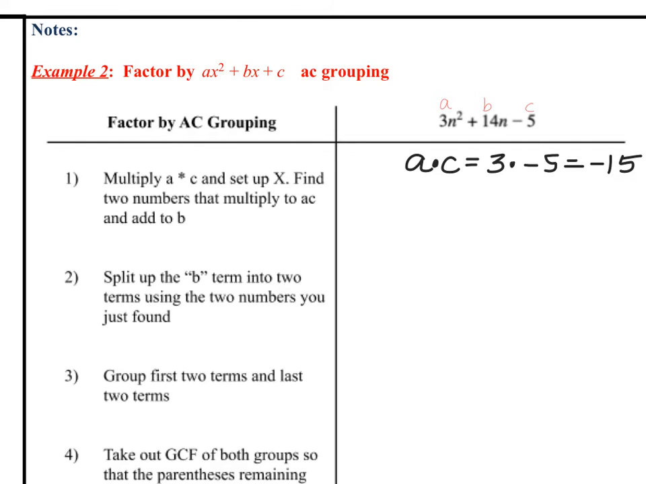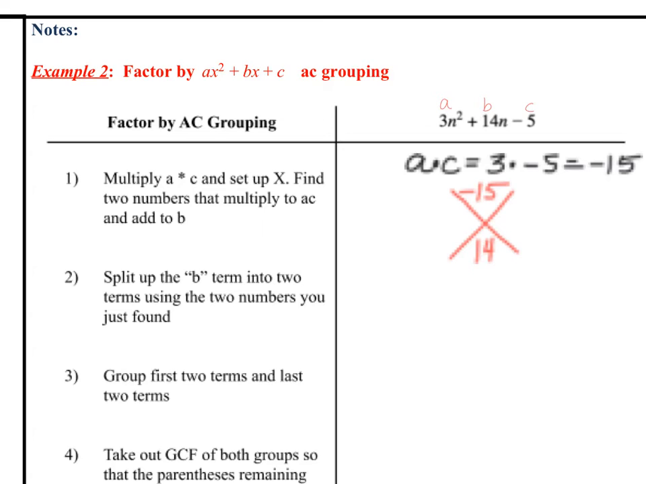That's the main difference. You got to multiply A times C, and set up the X. You're trying to find two numbers that multiply to negative 15. And what do they have to add to? 14. So please brainstorm. You have to have a positive number and a negative number because you're multiplying to a negative. Multiplies to negative 15, adds to positive 14.